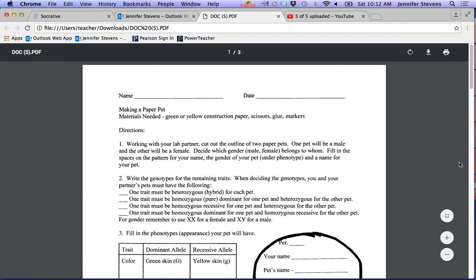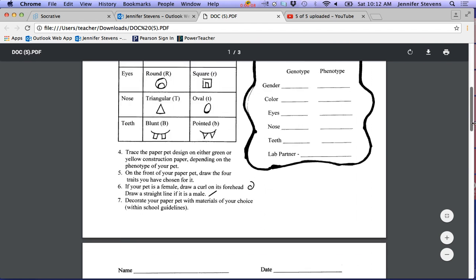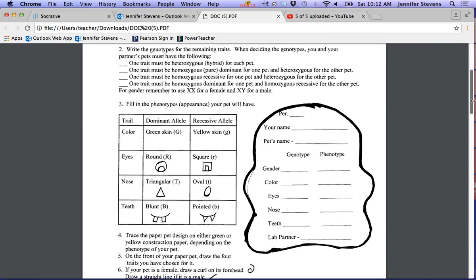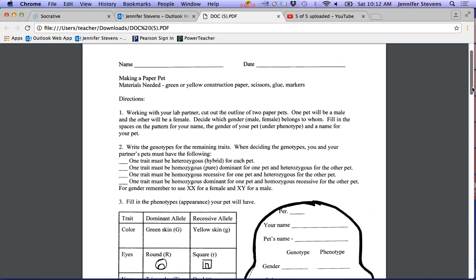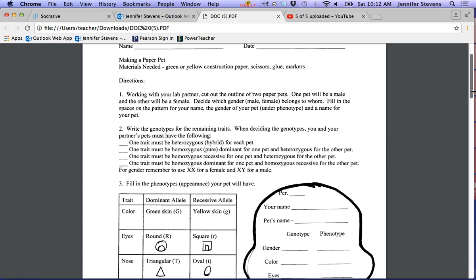All right, so this activity is called Paper Pets. What you're going to need is two of the sheets that you see here. If you're working by yourself, you'll use these yourself. If you're working with a partner, then you only need two, one for each of you, or however you're going to do it. These sheets represent the parents in our Paper Pet family that we are making here.